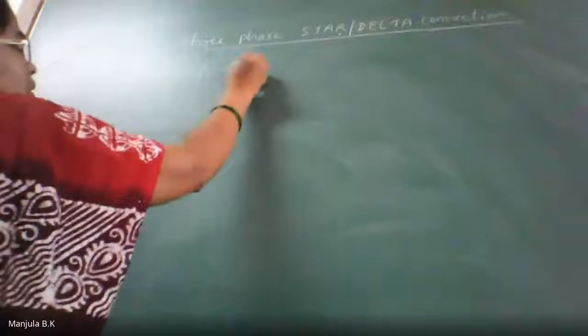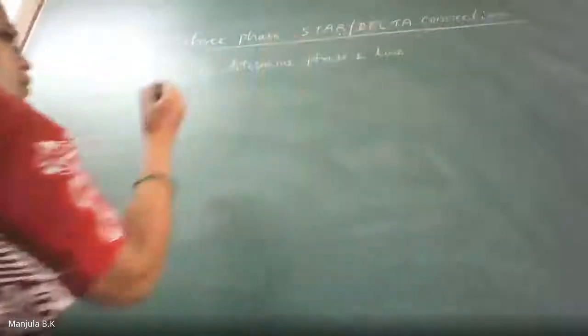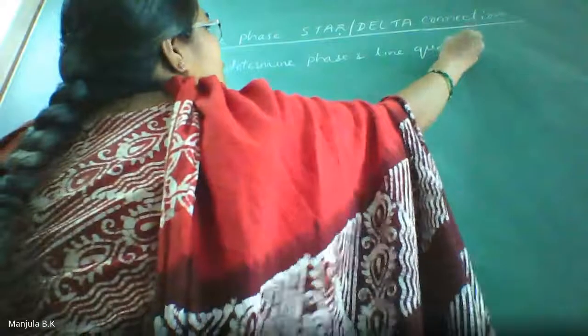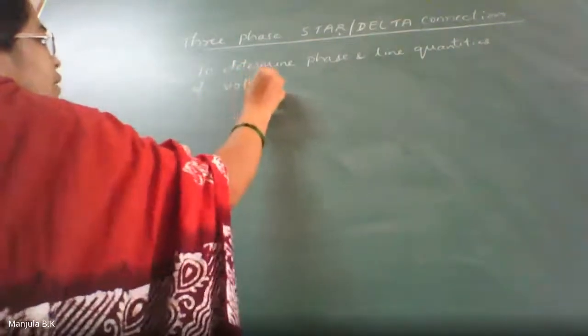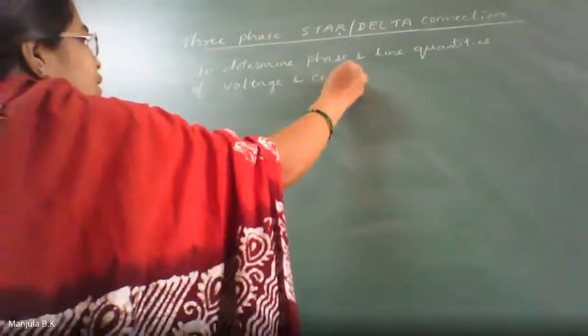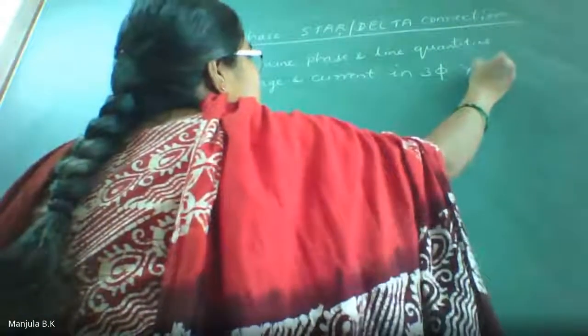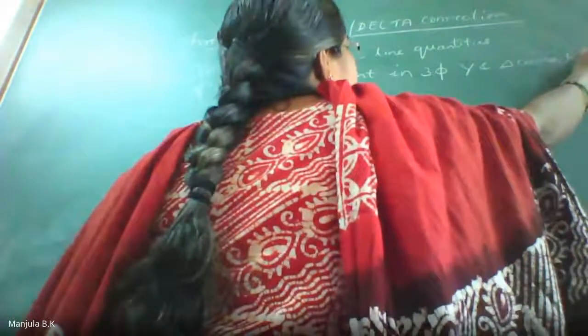Aim of the experiment: to determine phase and line quantities of voltage and current in three-phase star and delta connection.